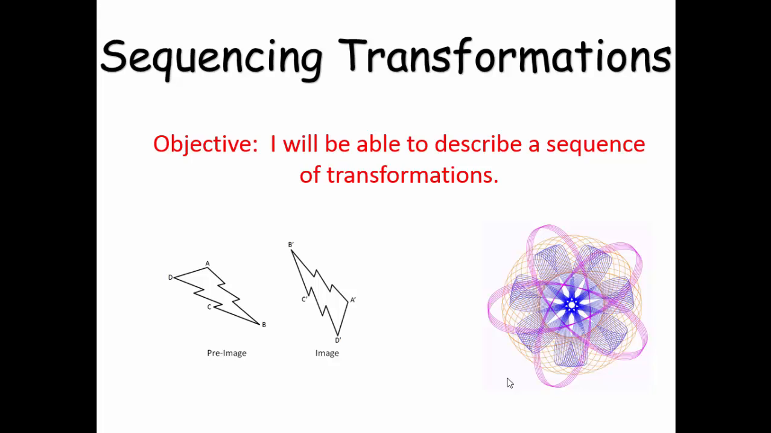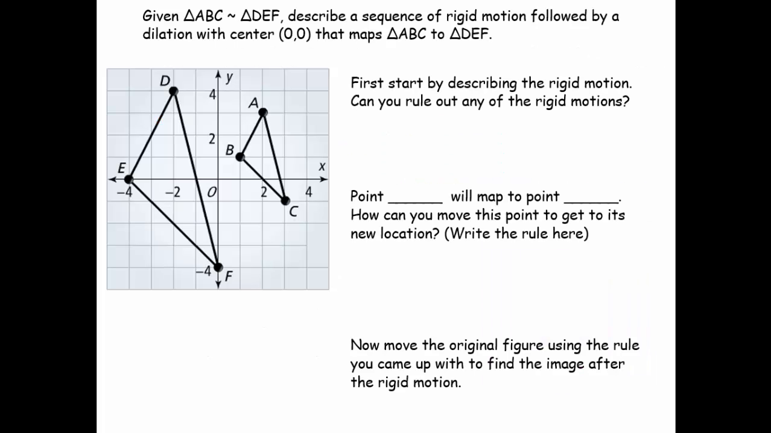But this is going to be different. You've only done rigid motion sequences before. Tonight we're going to start doing dilations with those rigid motions. So it makes things a little bit more difficult. Let's take a look at our first example.